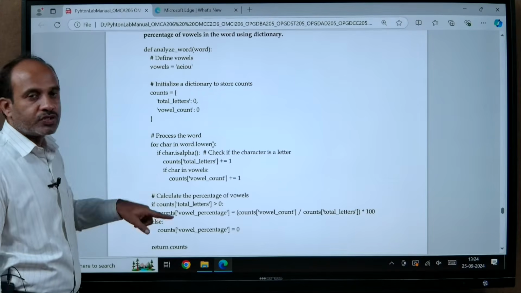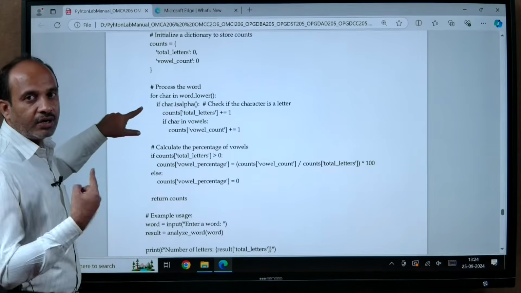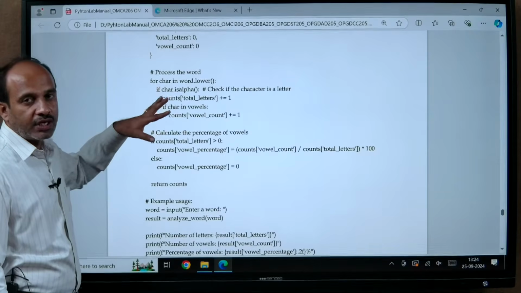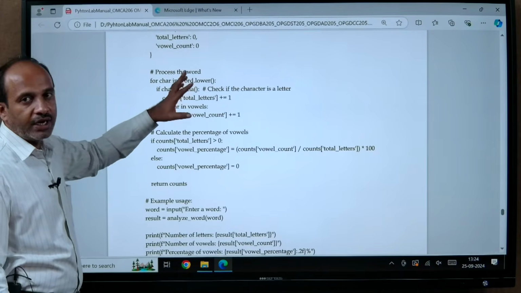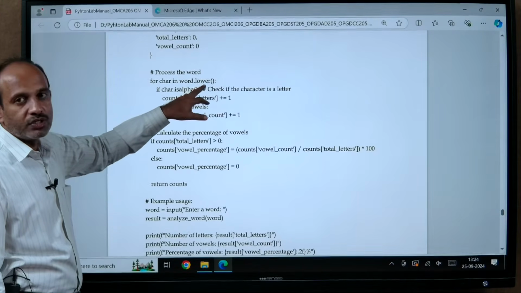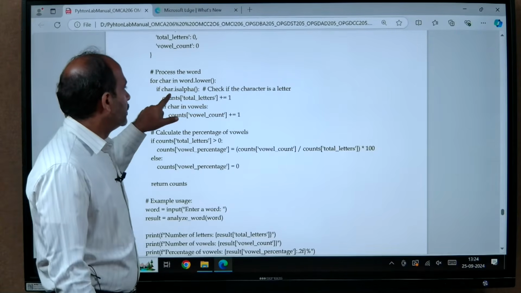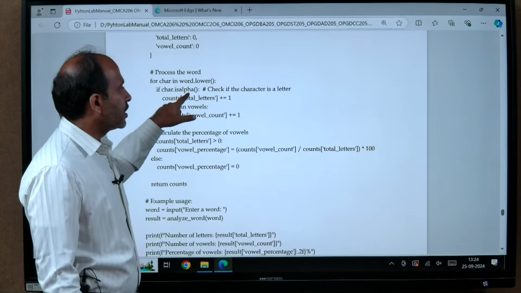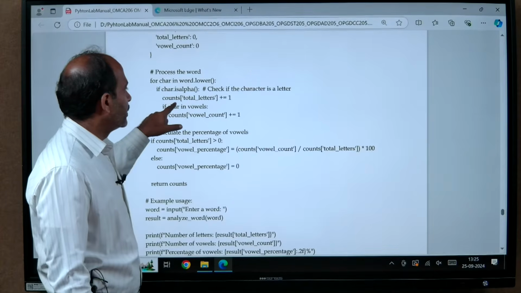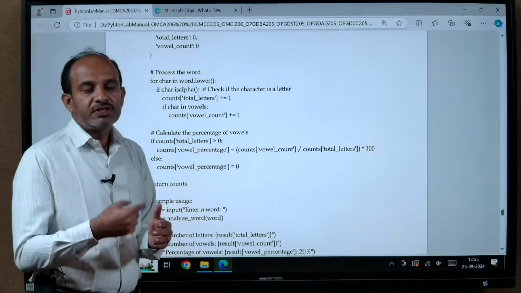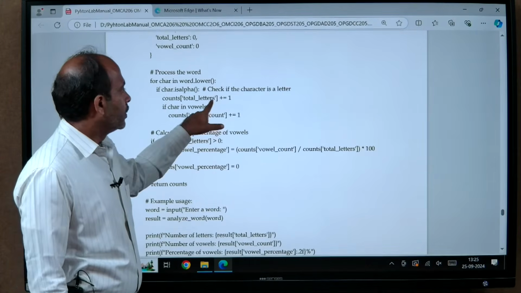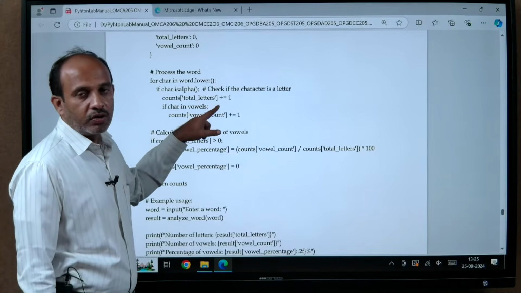Now, I am just processing the word. For that you need to iterate the entire word, for each character. I am converting the entire word into lowercase directly by using the method called lower, and I am checking whether the character is alpha. Yes, if it is alpha, then you push it to the total letters equal to plus 1.